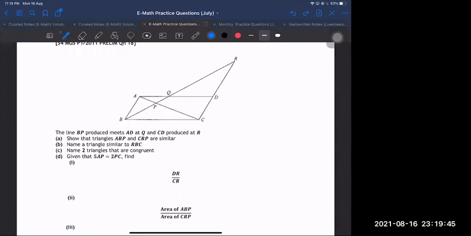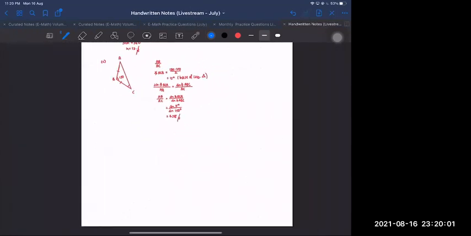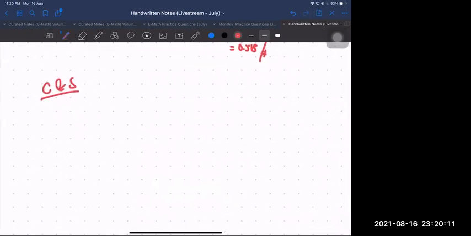Whenever you're proving similar triangles, you're always looking for triple A or double A. These are the most common kinds of angles to prove. So let me write out the values such that it makes things easier to see. So let me go through that question, congruency and similarity.